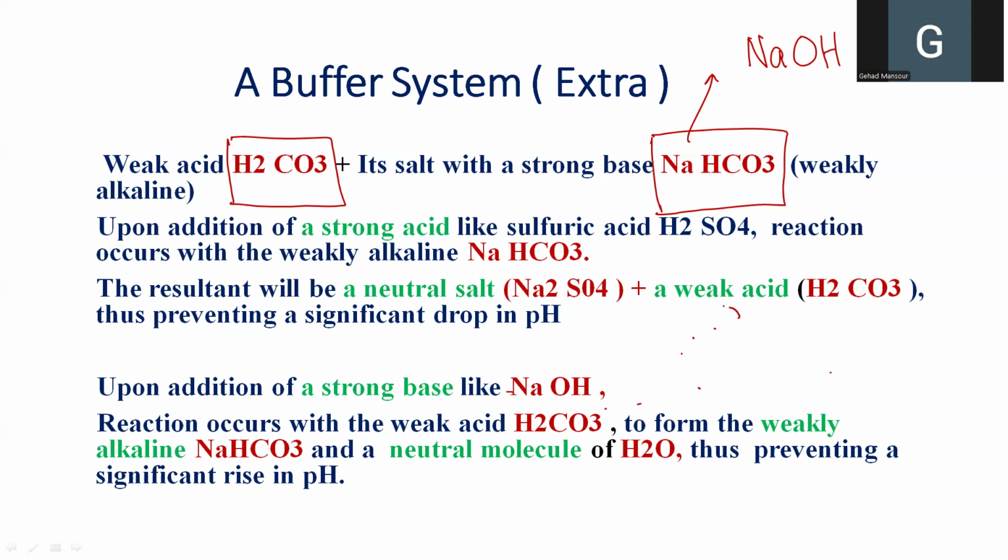So sulfuric acid, which is a strong acid, will react with sodium bicarbonate, and they will exchange their radicals. The sulfate radical will be attracted to the sodium ion because it is negatively charged, whereas the bicarbonate radical will be attracted to the protons. The bicarbonate is negative and the protons are positive. So this will result in what? It will result in sodium sulfate and again carbonic acid.